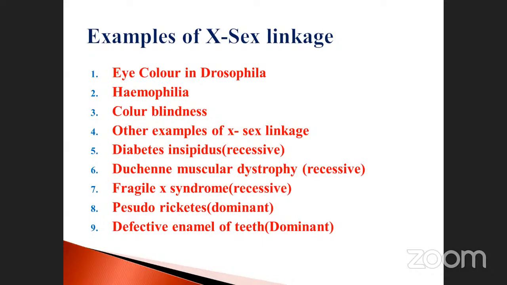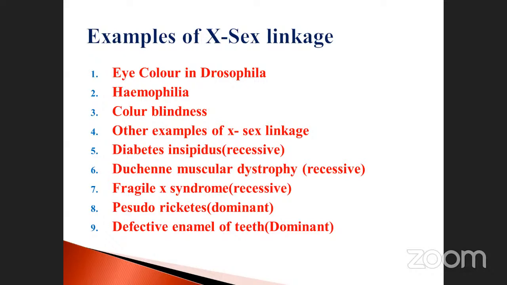Okay, and the next one is called Duchenne muscular dystrophy. It is also one of the recessive genes present in the X chromosome. And Fragile X syndrome, it is also one of the recessive genes. Pseudo rickets. What is meant by rickets? Vitamin D deficiency, you will get it. Okay, lack of vitamin D and calcium.